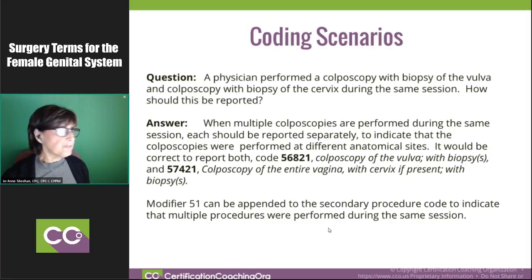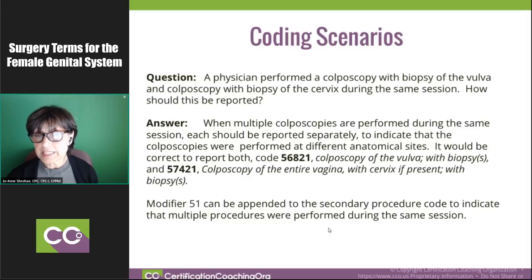So I have a few coding scenarios to go through with you just to give you a visual. The first one: a physician performed a colposcopy with a biopsy of the vulva and a colposcopy with biopsy of the cervix during the same session. How should this be reported? When multiple colposcopies are performed during the same session, each should be reported separately to indicate that the colposcopies were performed at different anatomical sites. It would be correct to report both.